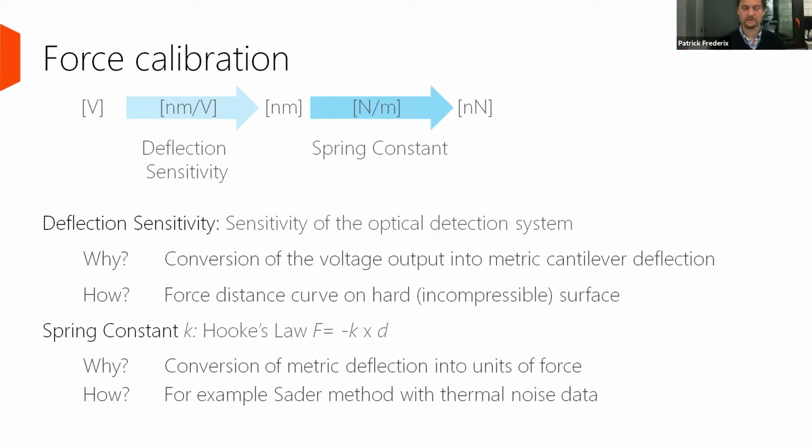The second part is the spring constant, and here Hooke's law describes that for a spring, the force is proportional to the deflection with the spring constant in between. And how do we do that? In our software, we have implemented the Sader method, looking at the thermal noise data of the cantilever. We'll get to that during the live demo afterwards.